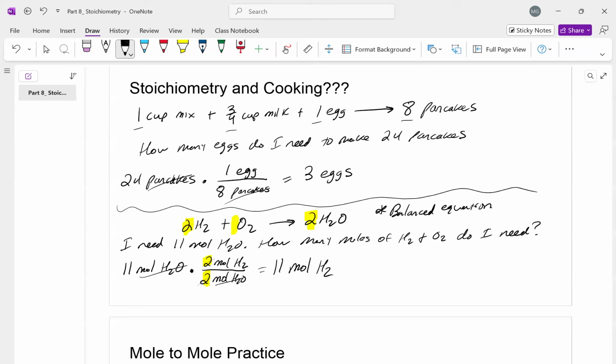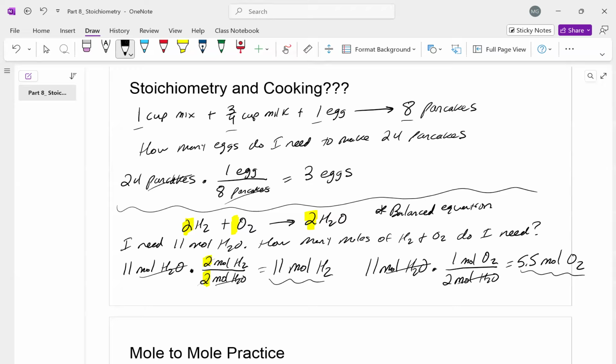Now let's do the same thing for oxygen. Again, we're starting with 11 moles of water. How much oxygen do I need? Well, I'm going to use the coefficients from the balanced equation. The equation says 2 moles of water comes from 1 mole of oxygen. The units cancel out, and we're left with moles of oxygen. So we'll need 5.5 moles of O2 in order to get the amount that we're going to make.